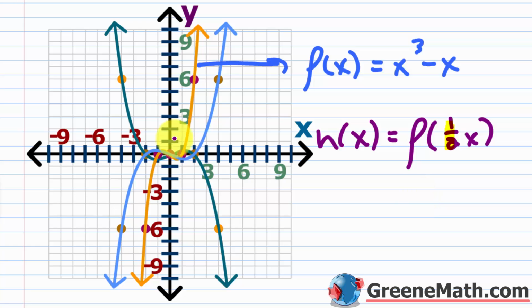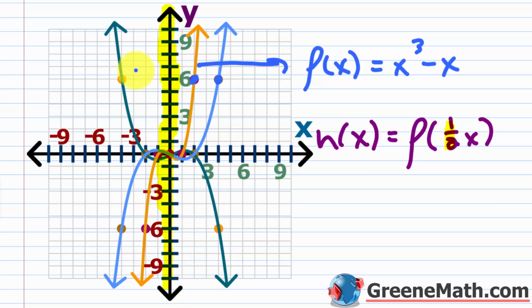You can see this because a y value of 6 used to correspond to an x value of 2. But over here, the y value of 6 corresponds to an x value that is 4. So it's gone from 2 to 4. So it's horizontally stretched, or pulled away from the y-axis, by a factor of 2. Now, once you've done that, we can reflect it across the y-axis, okay?